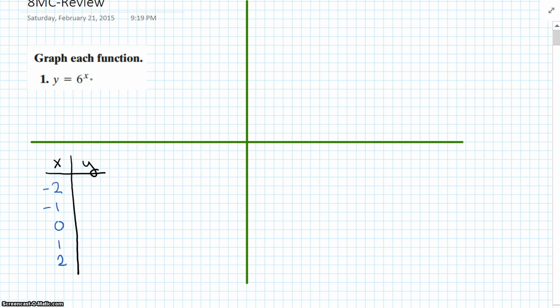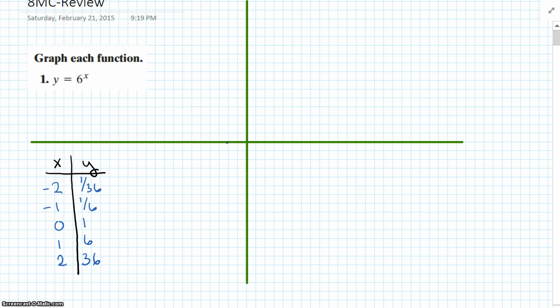So 6 to the -2. Well, what's 6 squared? 36. So negative, we're just going to make it 1 over 36. Alright, 6 to the -1 would just be 1 over 6. 6 to the 0 would be 1. 6 to the first is 6. 6 squared is 36. Should be easy to plot these points.